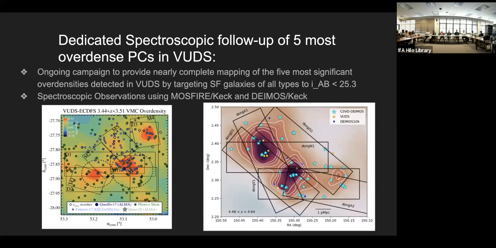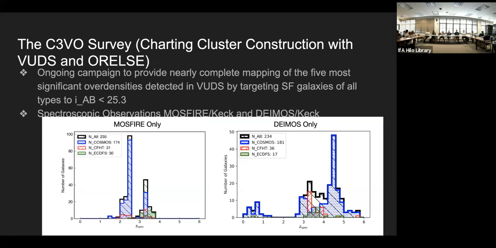targeted them further using DEIMOS and MOSFIRE masks, as shown here. On the left, we have a very massive structure in the ECDFS field, and you can see the outlines of the masks based on MOSFIRE and DEIMOS. Using this, we can further identify more protocluster members in these different protoclusters. So that's all part of C3VO.